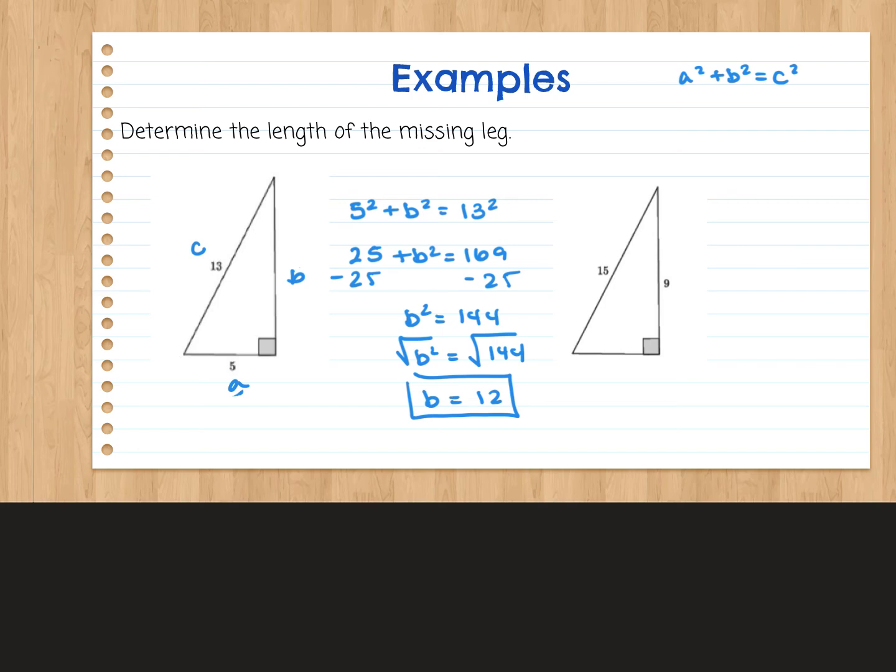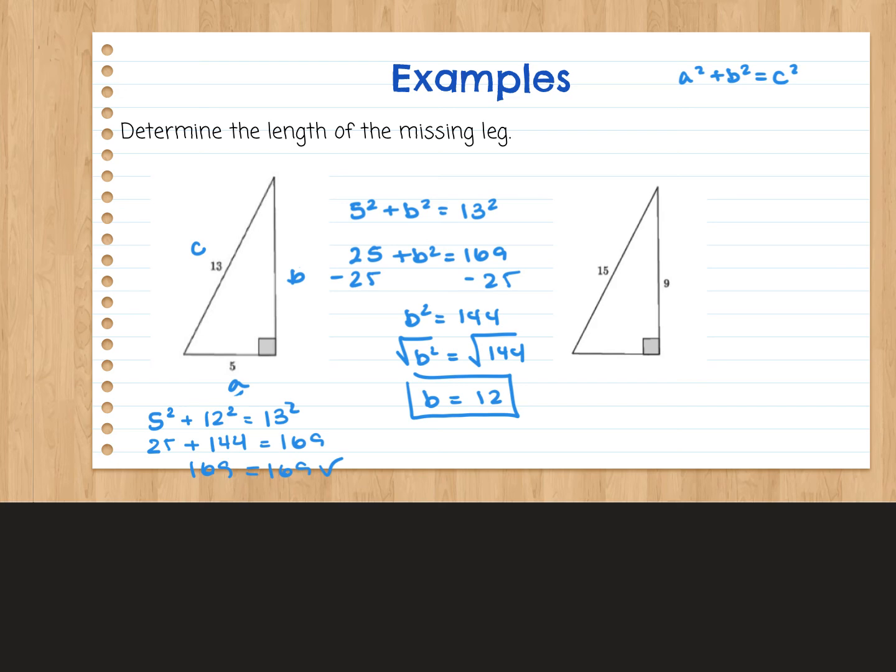All right, so again, we can test ourselves. 5 squared plus 12 squared is equal to 13 squared. We have 5 squared is 25, 12 squared is 144, and 13 squared is 169. Add 25 and 144, you get 169 is equal to 169.